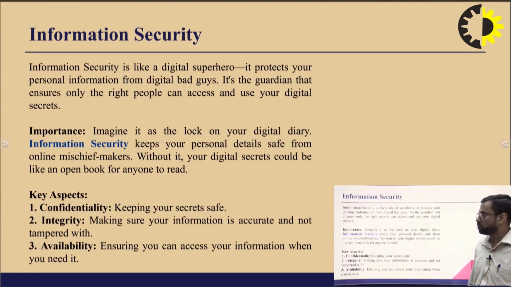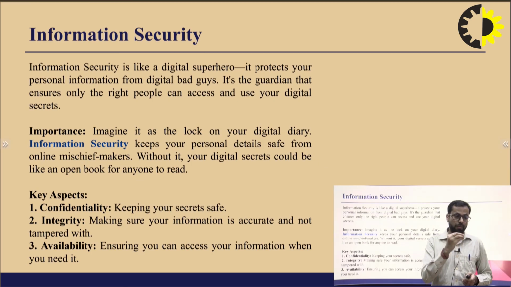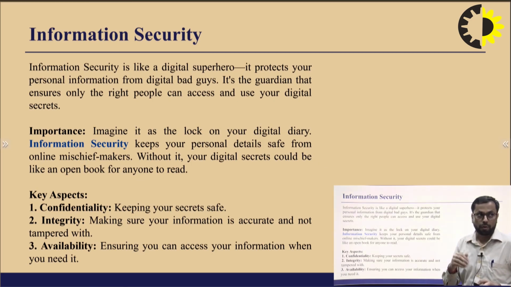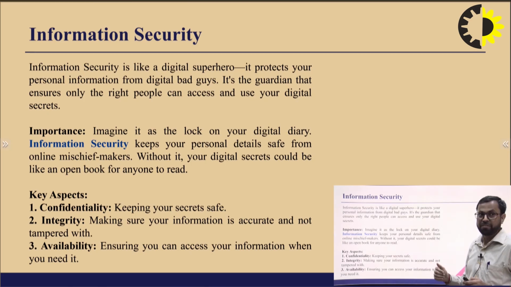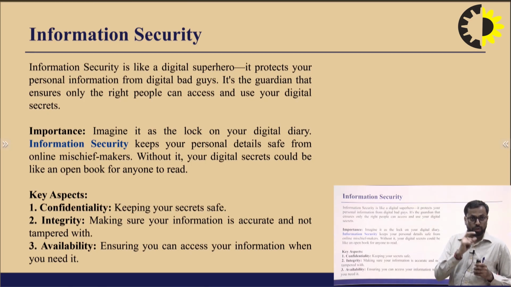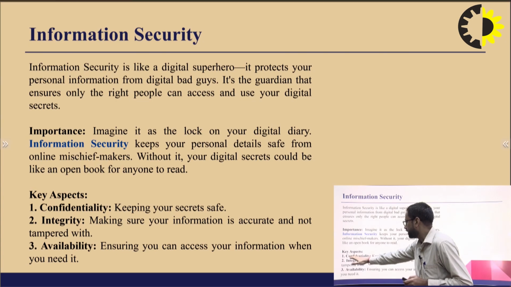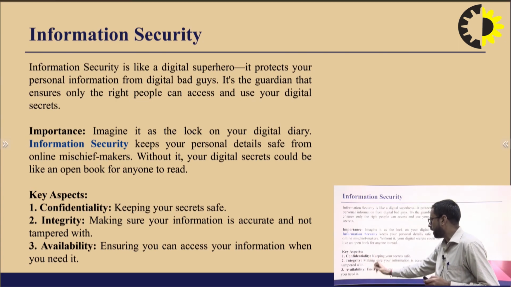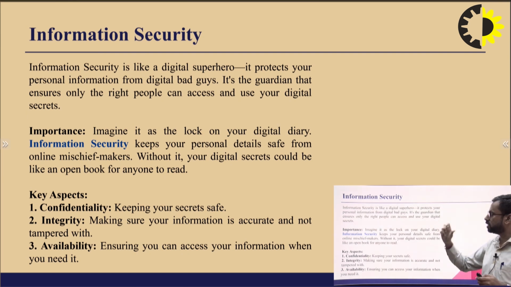What is information security? It is securing our data from unauthorized access. We have some parameters to secure our information, digital data basically. What are the key aspects? They are confidentiality, integrity, and availability. These are the three main characteristics to secure information.